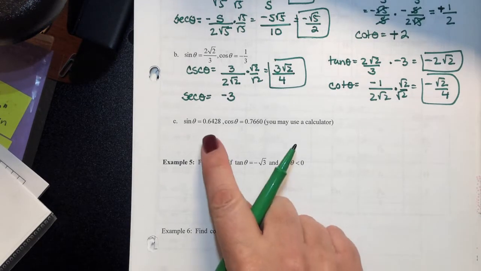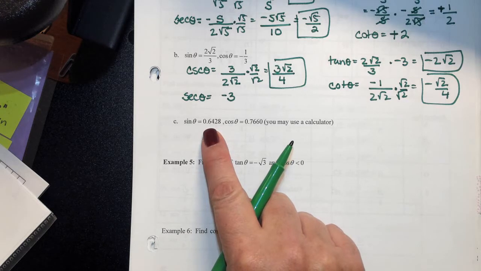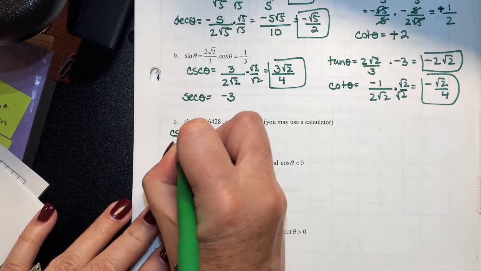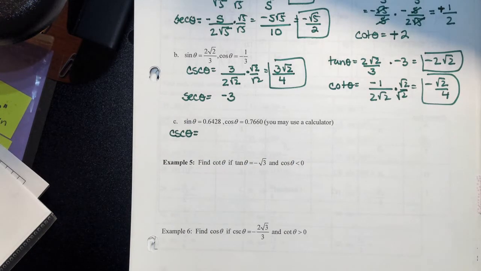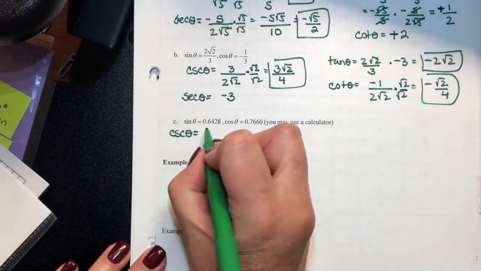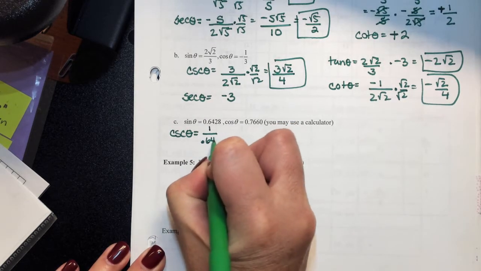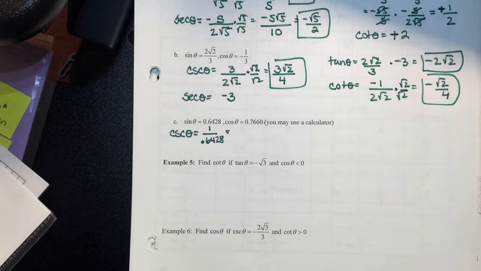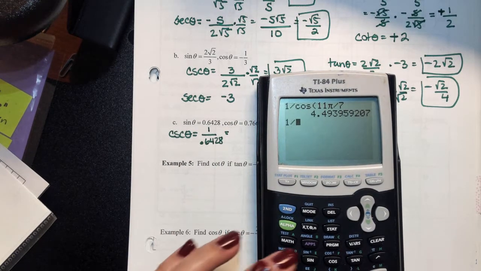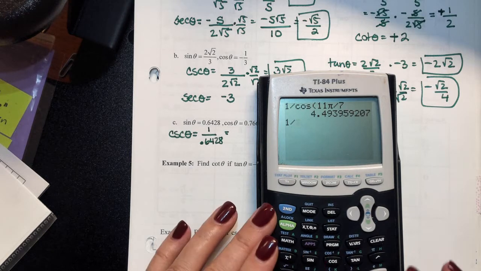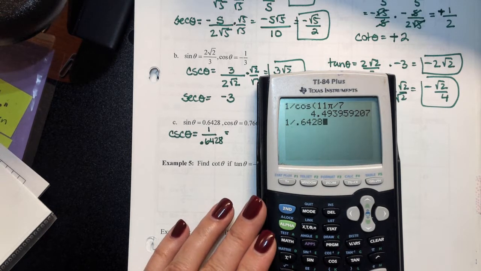So if I give you decimals instead of fractions, well, to find the cosecant, what's the reciprocal of this decimal? What's the reciprocal of 0.6428? All you do is take 1 over 0.6428. So the cosecant is just going to be 1 divided by 0.6428. On my calculator, that's exactly what I'm going to type in: 1 divided by the sine, 1 divided by 0.6428.